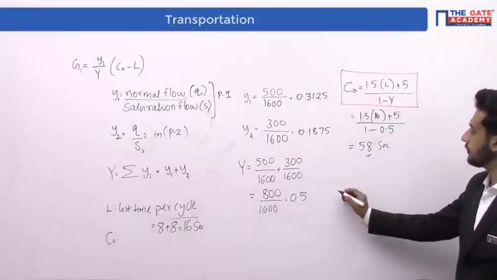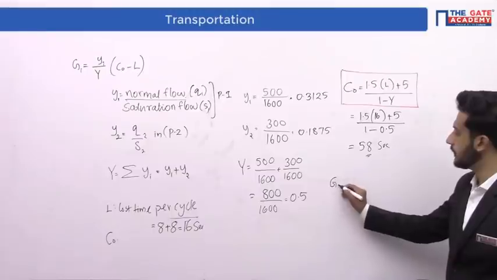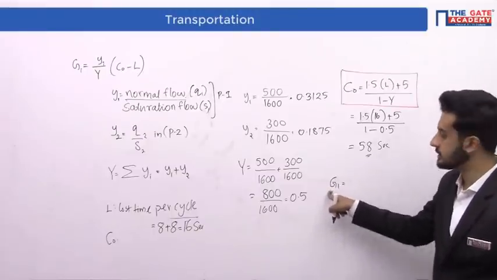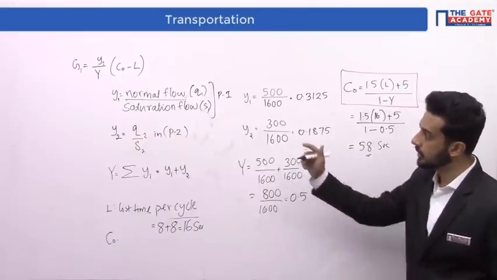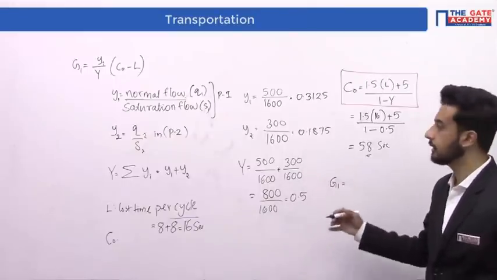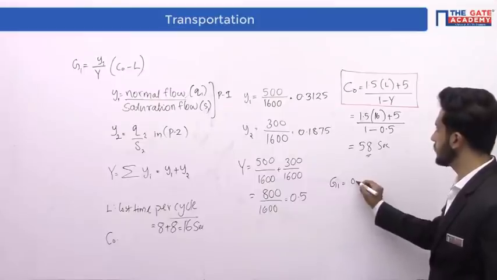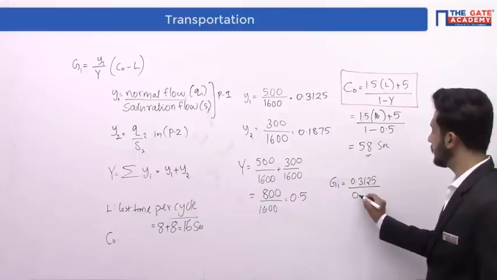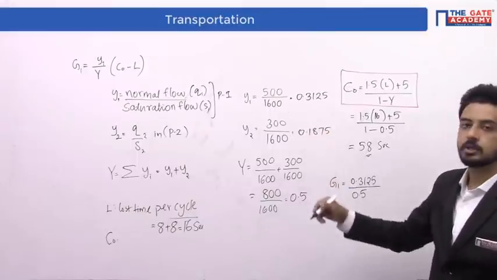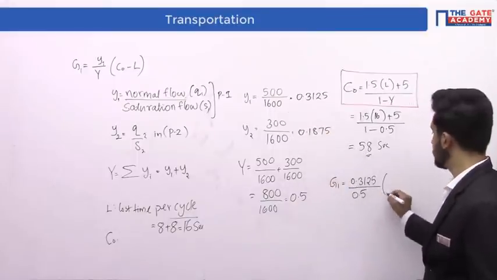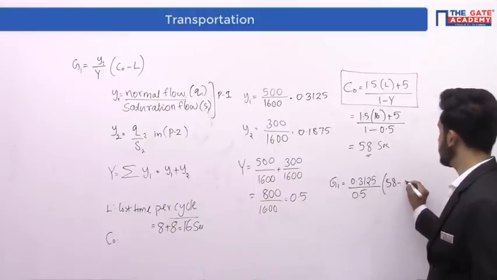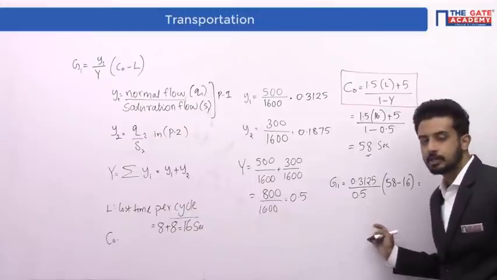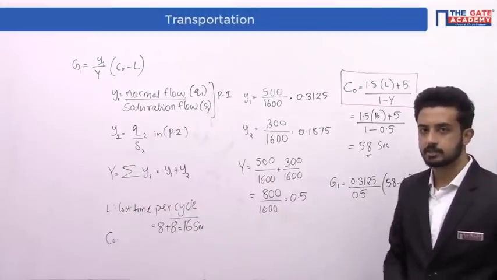Now I can find out the effective green time in the first phase. Effective green time, I am representing it as G. In the first phase, what will it be? Y1. What is Y1? 0.3125 divided by capital Y, into C naught minus L. What is C naught? 58 minus 16. So this is the effective green time for the first phase, correct?